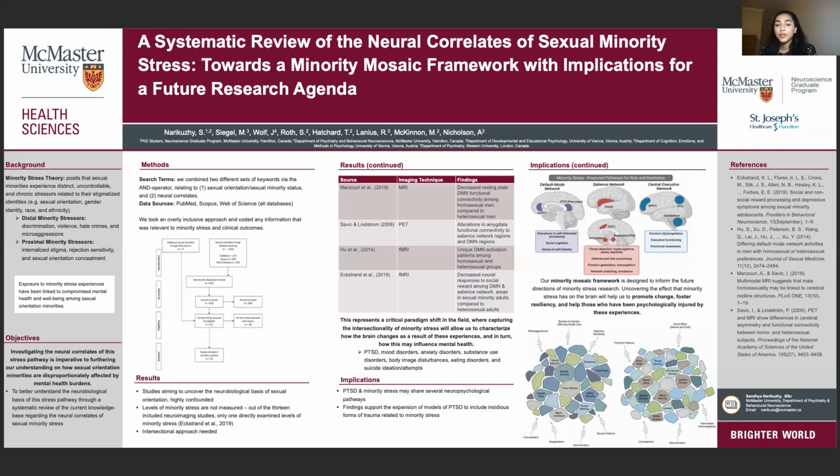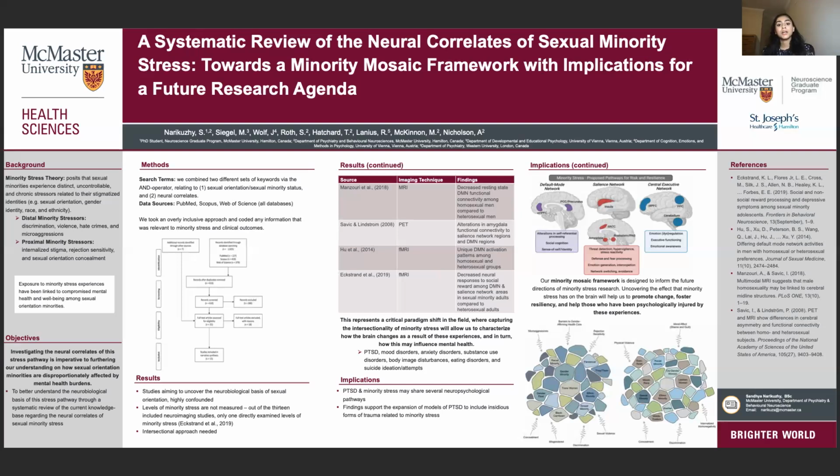So this represents a critical paradigm shift in the field, where capturing the intersectionality of minority stress will allow us to characterize how the brain changes in response to stressful experiences, and in turn, how this might influence mental health. Here I've listed a few studies that are worth noting, but the main takeaway is that several alterations in neural patterns found among sexual minorities in comparison to heterosexuals are often what we see in PTSD populations, specifically in the default mode network, the salience network, and the central executive network.